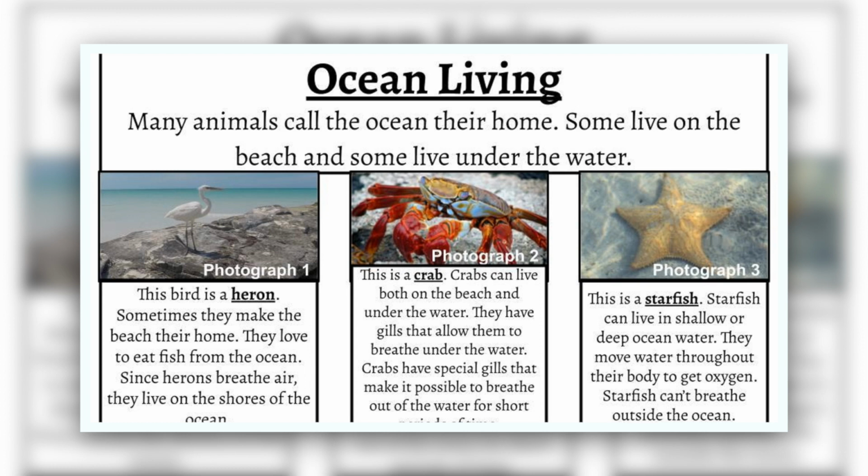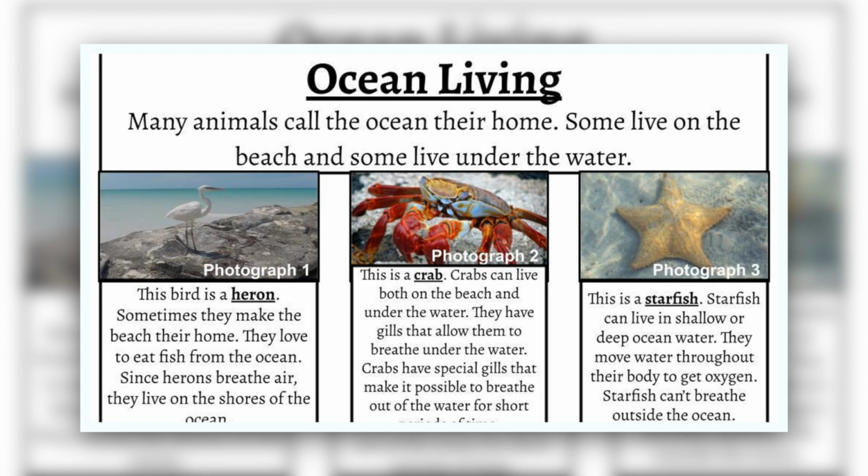This is a crab. Crabs can live both on the beach and under the water. They have gills that allow them to breathe under the water. Crabs have special gills that make it possible to breathe out of the water for short periods of time. This is a starfish. Starfish can live in shallow or deep ocean water. They move water throughout their body to get oxygen. Starfish can't breathe outside of the ocean.